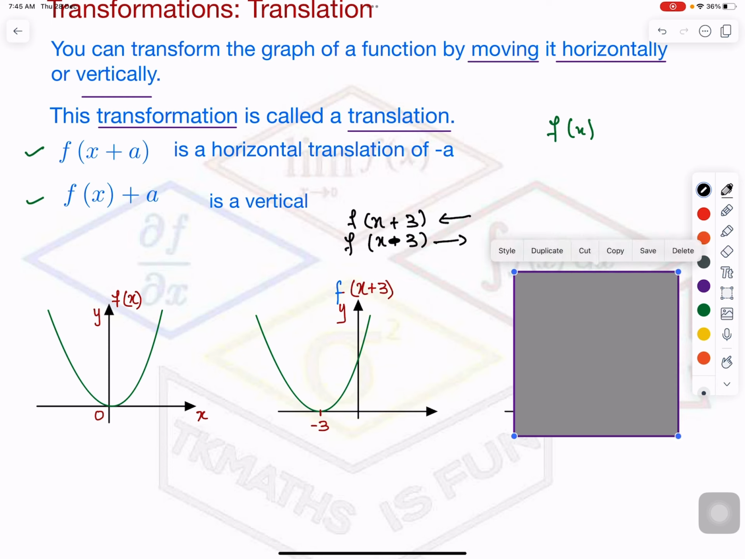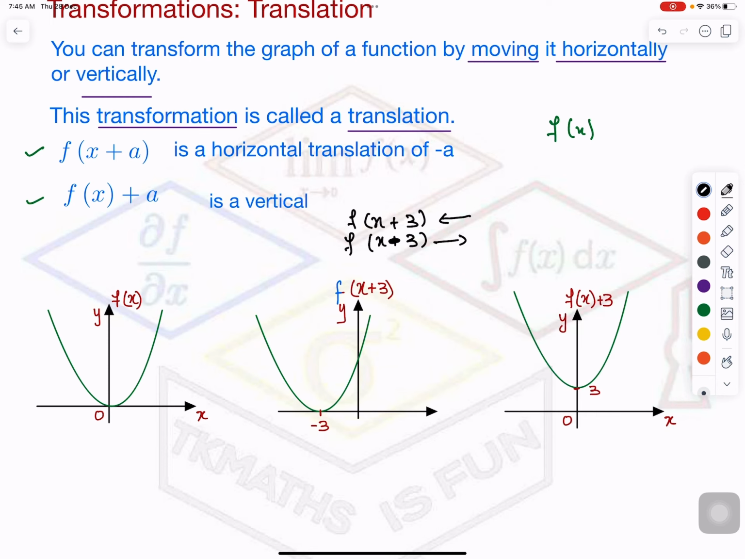And if it is f of x plus 3, then you will move the graph 3 units up. You can see it was 0 here in this graph. The minimum value was 0. Now in this graph, the minimum value is 3. So if it is saying f of x minus 3, then you will move the graph 3 units down. Then the graph will be something like this, and it will pass through minus 3.